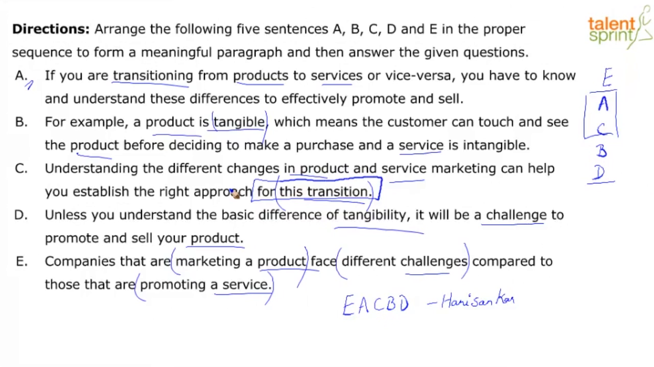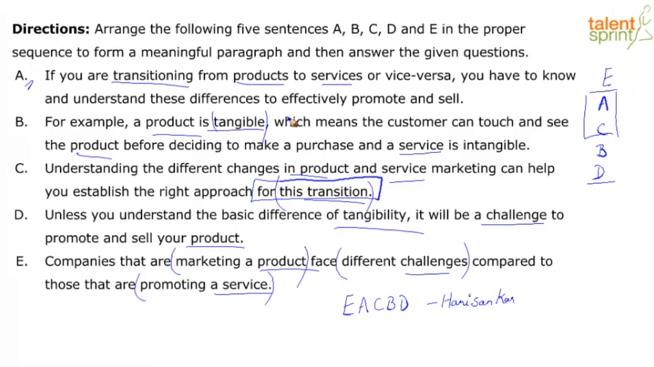Then it goes on to explain a product is tangible. What is the change in product and service is established in B as an example. Because we have tangible as a clue word, that's also repeated in D. Unless you understand the basic difference of tangibility, which is explained in B with an example, it will be a challenge to promote and sell your product. That's the close.